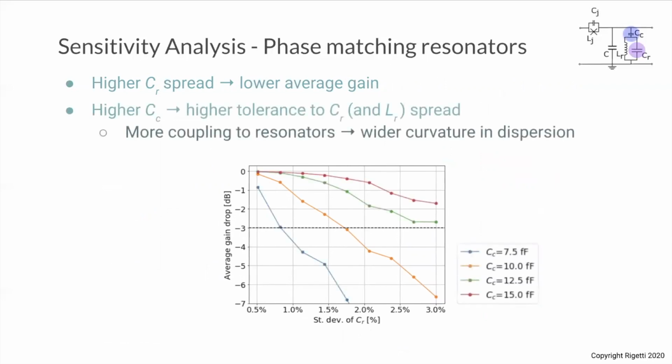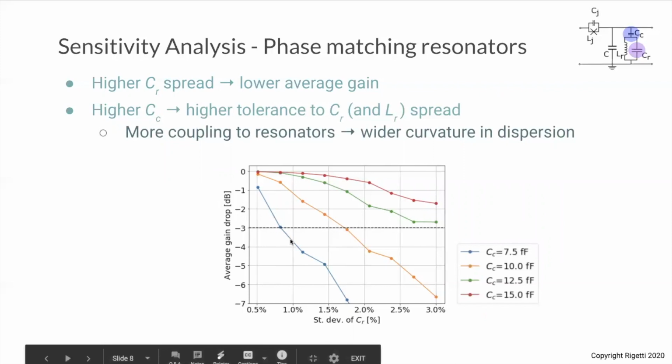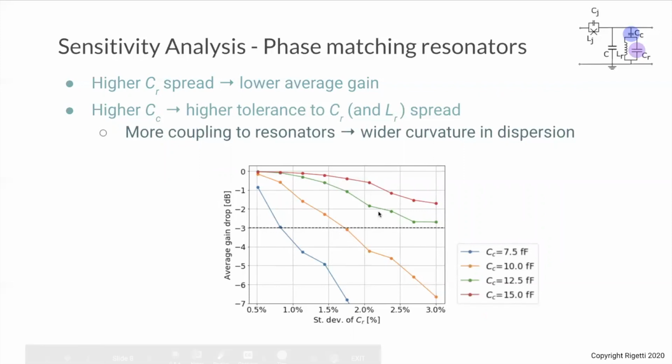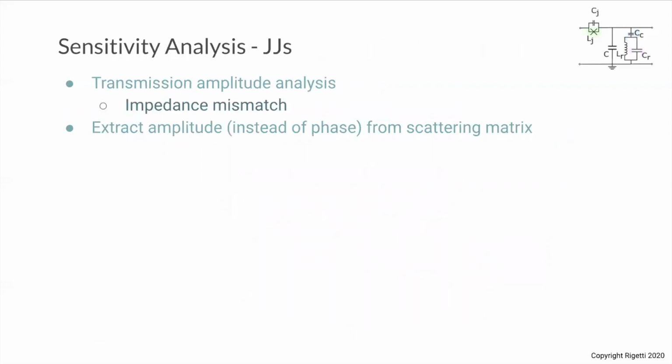We also learned from this model that if we increase CC, which is our coupling capacitance to the resonators, we have a higher tolerance to the CR and LR. We can see that these curves get less and less steep as we increase the CC. This is intuitively because the more coupling we have to the resonators, the wider curvature we have in the dispersion, which essentially compensates for the fact that you have a wider spread in your resonators.